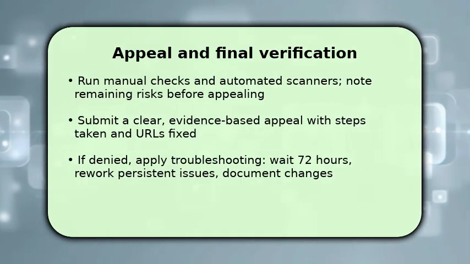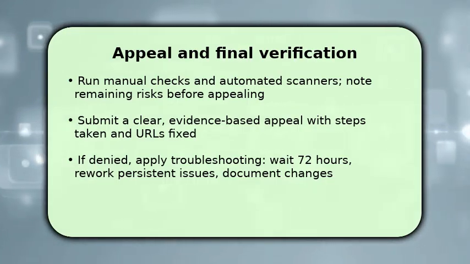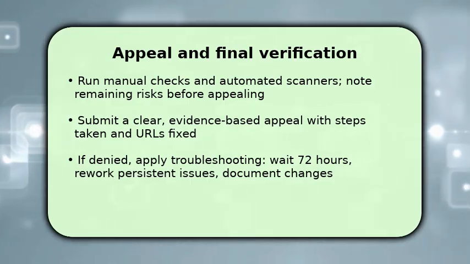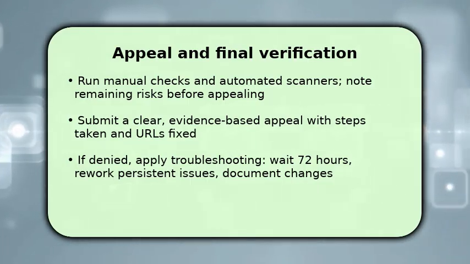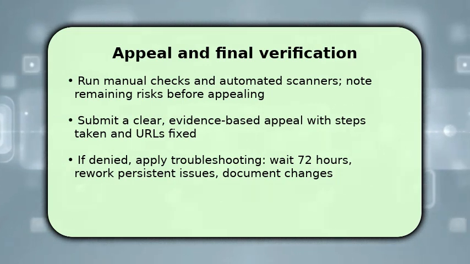If you get a denial, don't panic. Wait 72 hours, re-evaluate the flagged items, make deeper corrections, and resubmit with new documentation. One key troubleshooting tip: document everything so repeated appeals show measurable remediation.